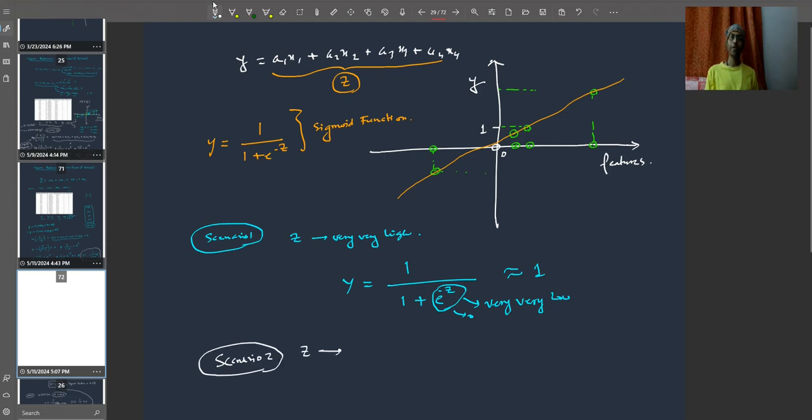Z in this case becomes very, very low, or a very high negative number. Z is much less than 0. In the earlier case, Z was much greater than 0. Now we have taken a case where Z is much less than 0.